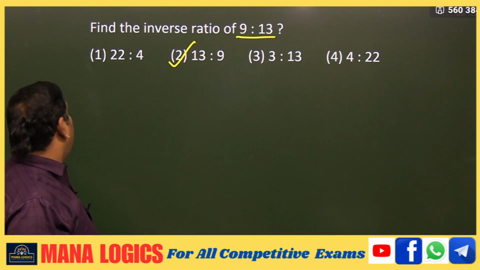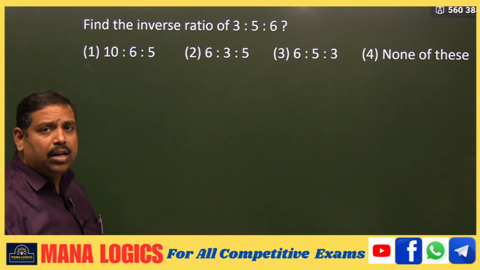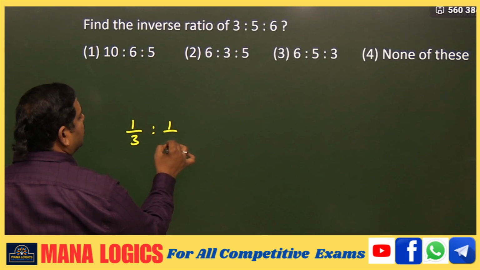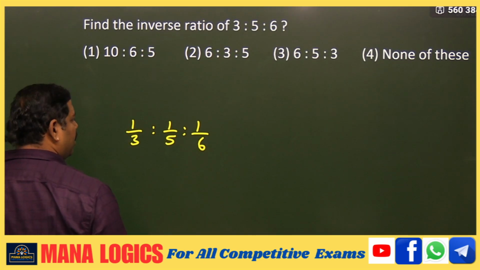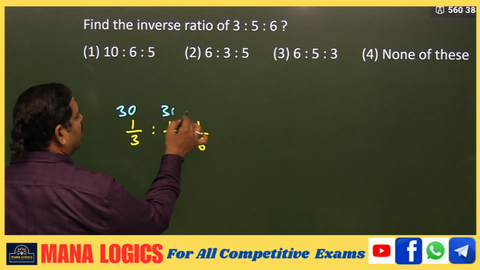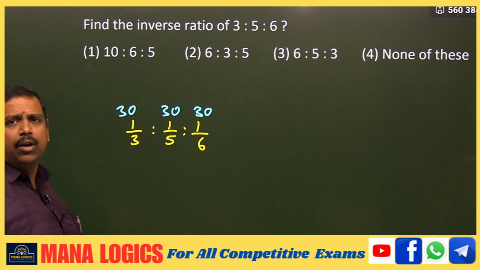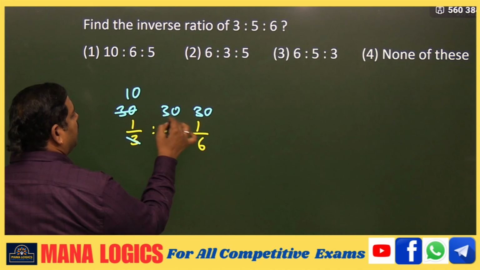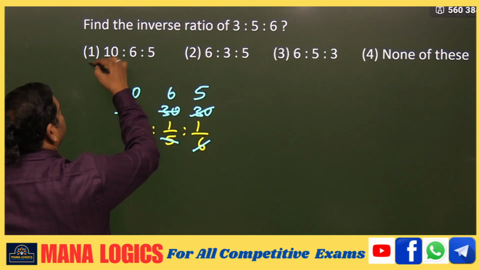Okay. Find the inverse ratio of 3 is to 5 is to 6. If you have 3 terms, what you have to do is 1 by 3 is to 1 by 5 is to 1 by 6. Means if you have not memorized anything, directly you can go with this. 3, 5, 6, the LCM is 30. Multiply each term with 30. Can I multiply each term with 30? The value alters or will not alter? Will not alter. Okay. Happily divide. 3 ones, 3 tens. 5 ones, 5 sixes. 6 ones, 6 fives. So 10 is to 6 is to 5. So which option is the answer?